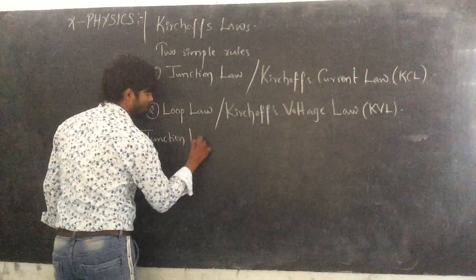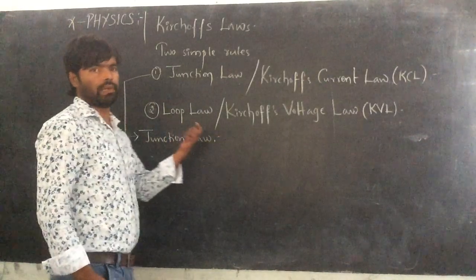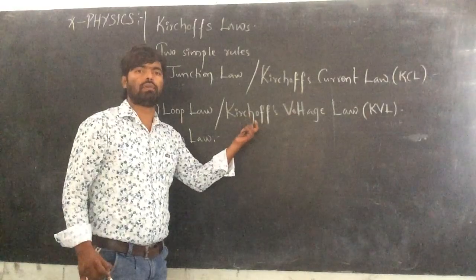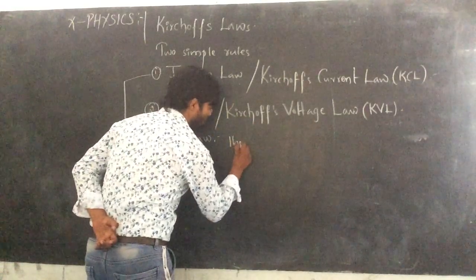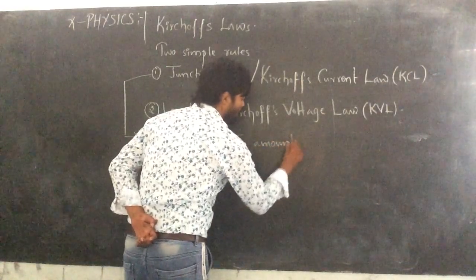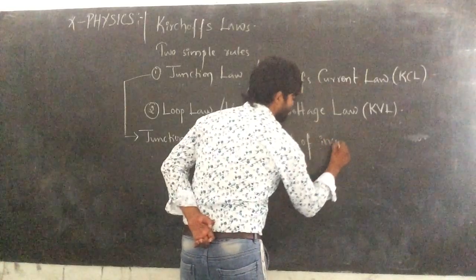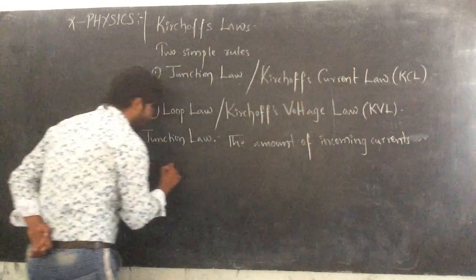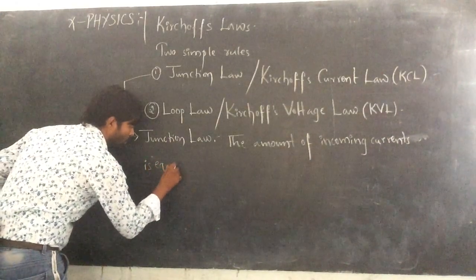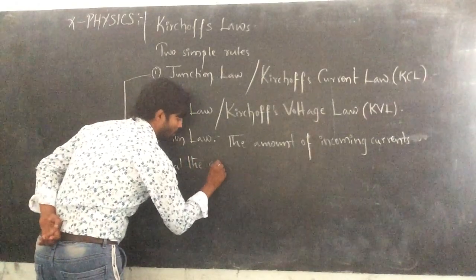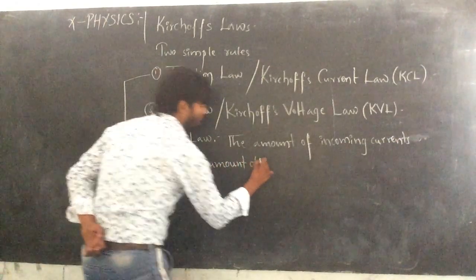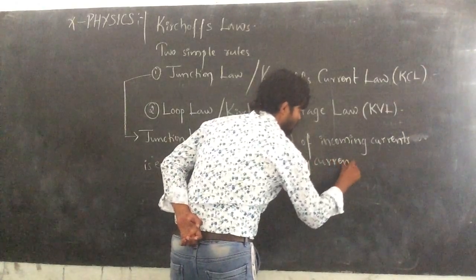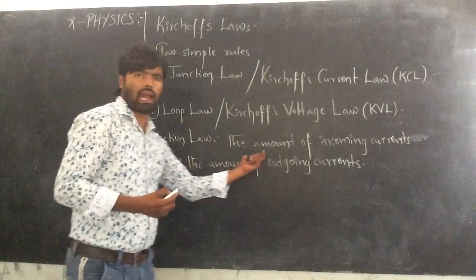Junction law. The junction law is defined as: the amount of incoming currents is equal to the amount of outgoing currents.